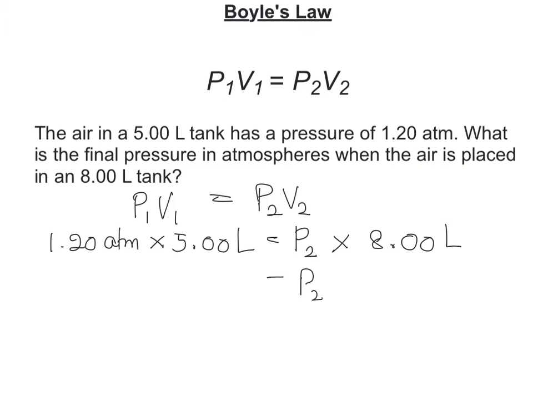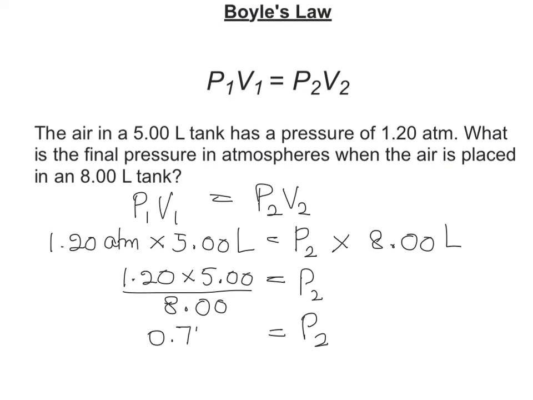So P2 will be 1.20 times 5.00 divided by 8.00. So we get 0.75 atm as the final pressure. So let's see if it makes sense. When the gas is kept in a larger tank, that means increased volume, the pressure has to go down.